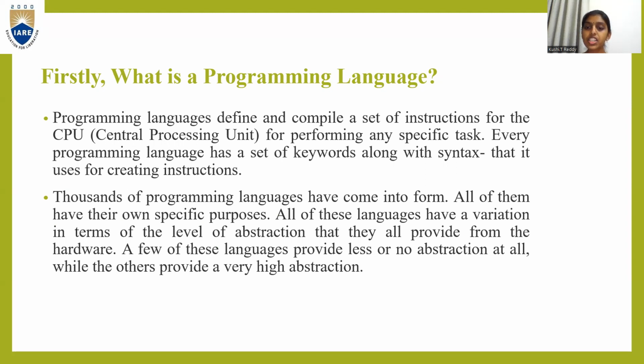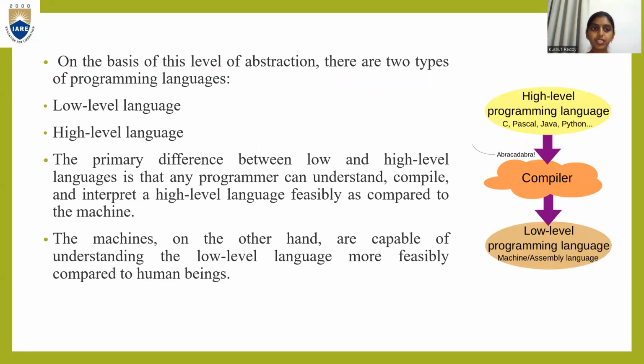All of these languages have a variation in terms of the level of abstraction that they provide from the hardware. A few of these languages provide less or no abstraction at all, while the others provide a very high abstraction. On the basis of this level of abstraction, there are two types of programming languages, that is, low level language and high level language.